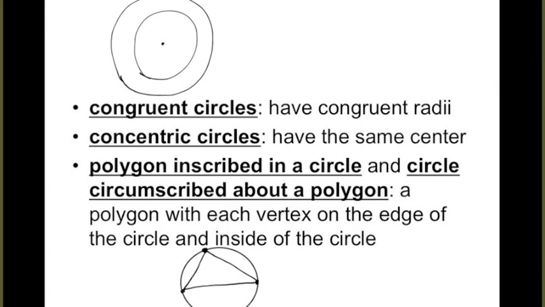So if I'm thinking about the inside thing, the polygon, I say the polygon is inscribed because it's inside. Inscribed means inside. Or if I focus on the outside of it, the circle is circumscribed. Circumscribed means on the outside. So those both say the same thing in this picture. Polygon inscribed inside, circle is circumscribed outside. Okay? 2 ways of describing the same thing, just depending on which part of the picture you're looking at.